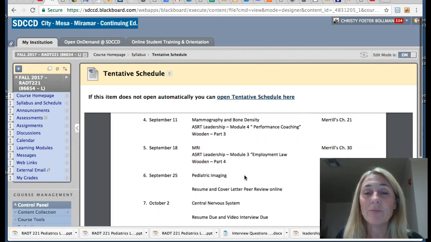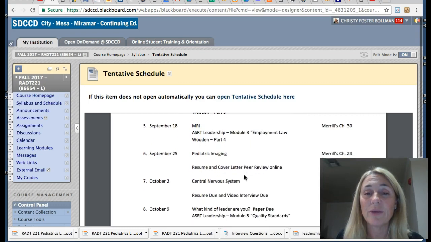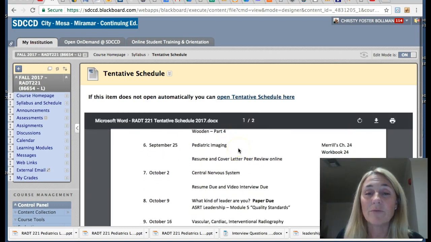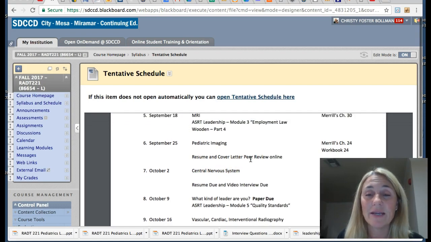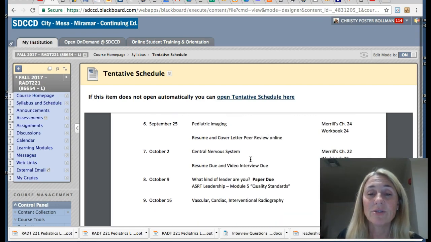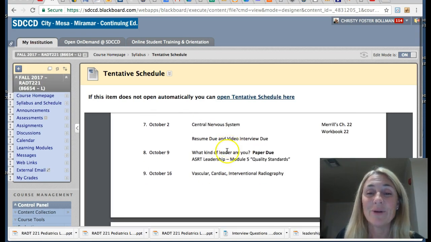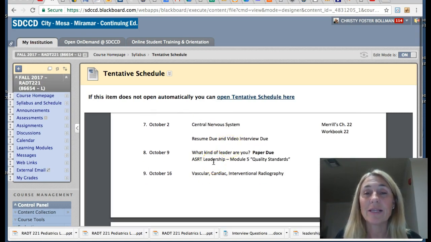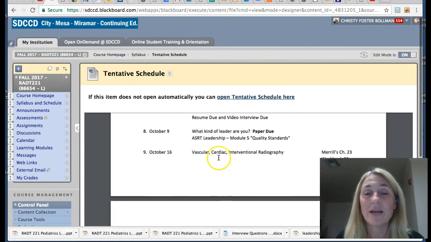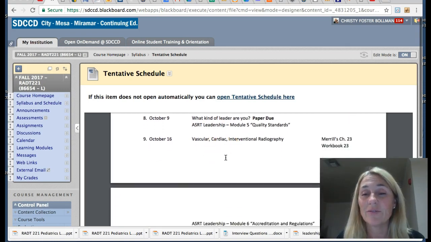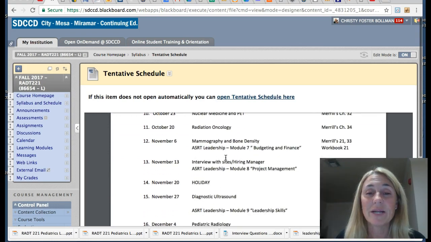Then we go into mammo, bone density. We're going to go to Wooden Part 3, and then MRI, Wooden Part 4, pediatric imaging, and resume and cover letter peer review. So you're going to post that, and everyone's going to take a look at it and tell you what they think you could do to improve to make your resume and cover letter stronger. Central nervous system, and then your resume is due, and a video interview is also due October 2nd. You're going to have a paper due the following week on what kind of leader you are, and then we're going to go into vascular, cardiac and interventional radiology, nuclear medicine, radiation oncology.